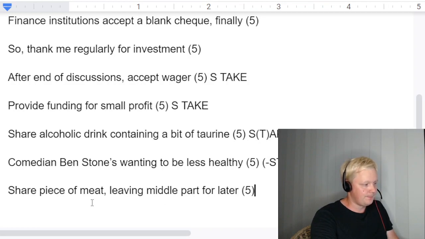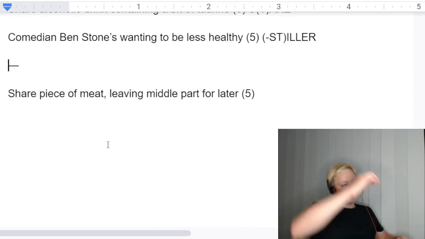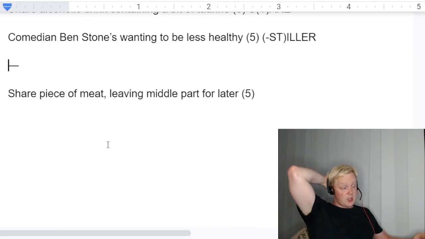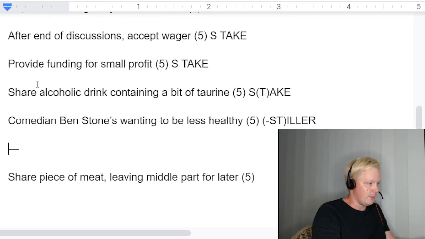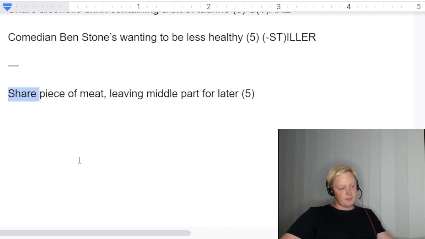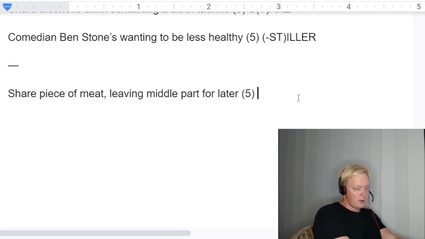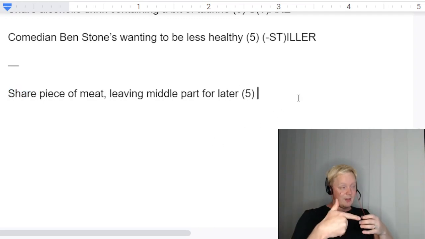So here we have, I'm just going to put a divider here. So here we have a clue that says share. Again, share. You might notice we've used it before. So that's the definition. Piece of meat, leaving middle part for later. Now this is a clue type where you move one letter inside a word to create a different word.